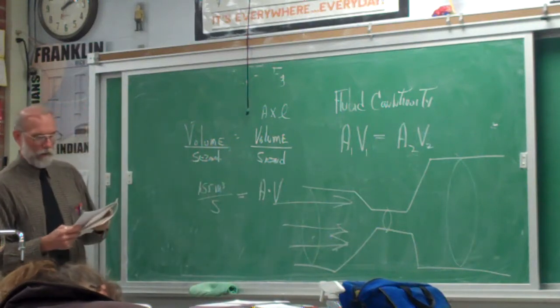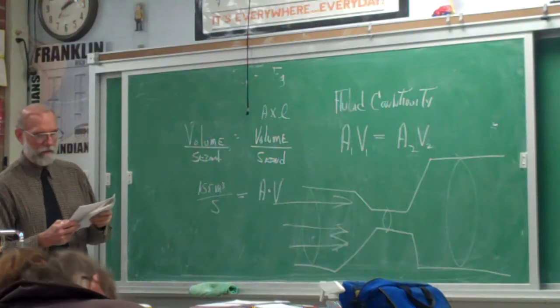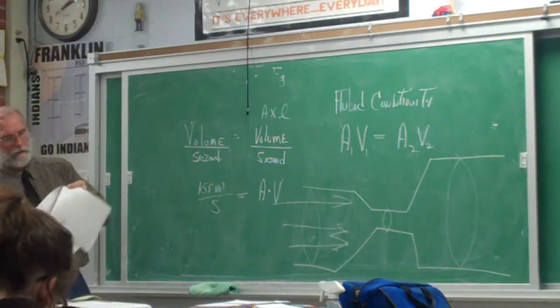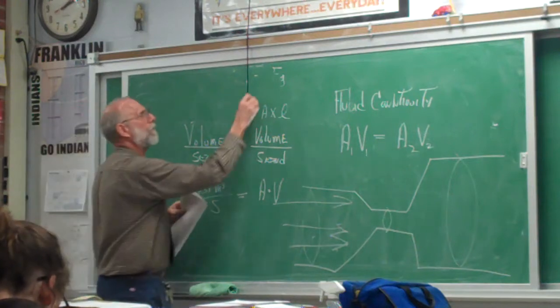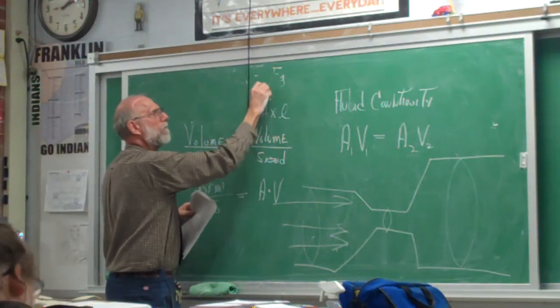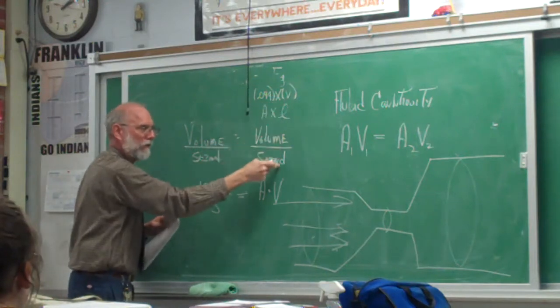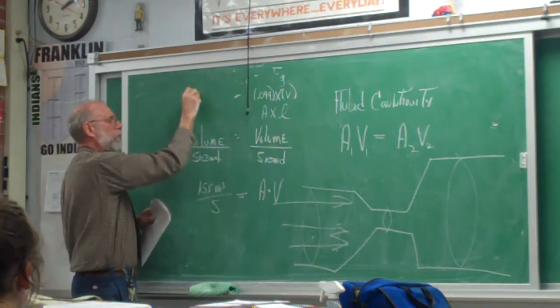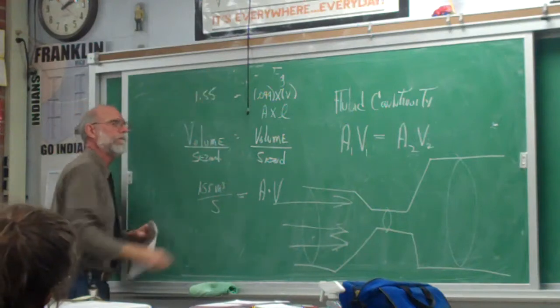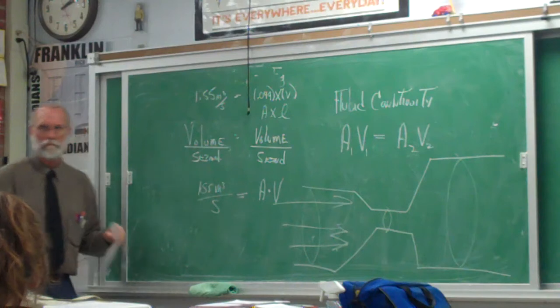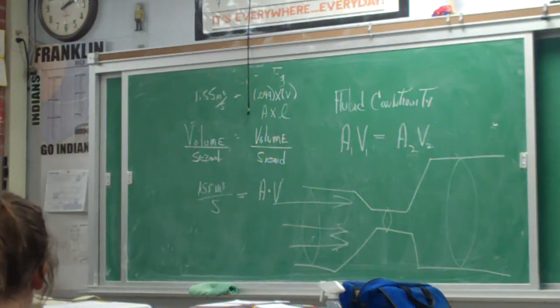Now in this case, I know what my diameter is, so I can solve for my cross-sectional area. You get a cross-sectional area of 0.049 times my velocity, which is length per unit time, must equal 1.55 cubic meters per second. Solve for your velocity. That's where you get your 31.5.